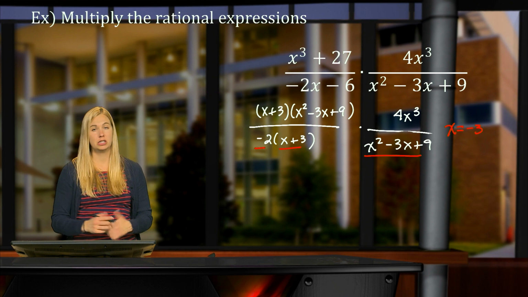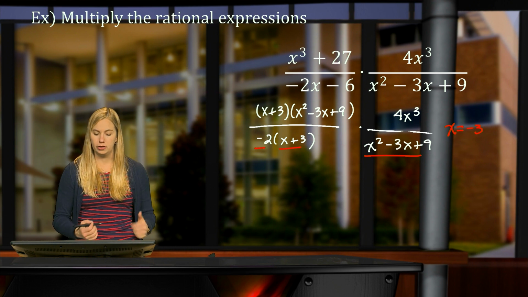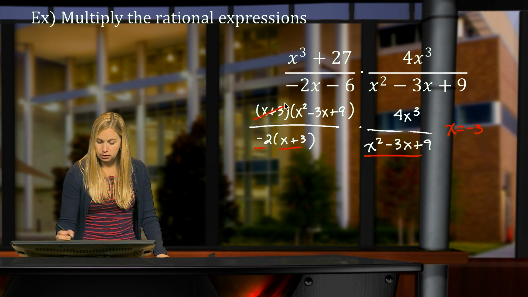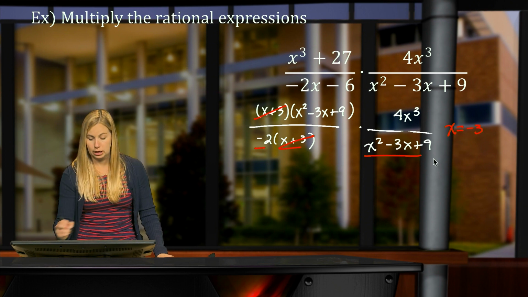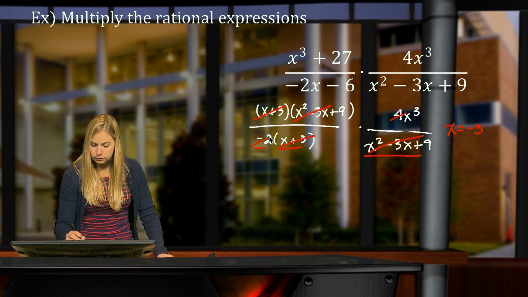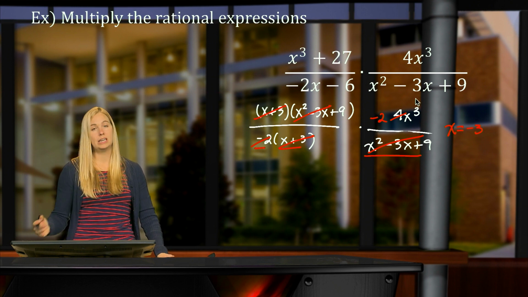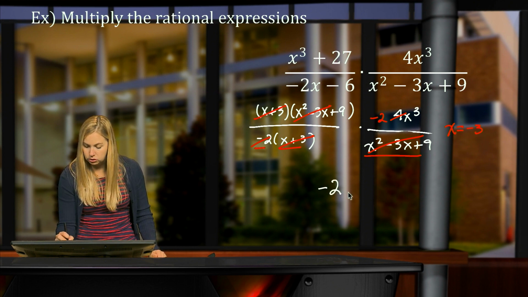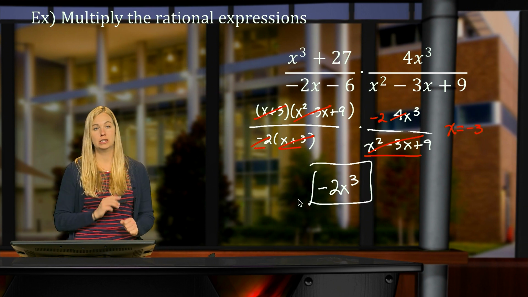So we have all of our restrictions. We only had one in this case. Now we go through and start simplifying like factors in the numerator and the denominator. Moving across from left to right in my numerator, x plus 3 and this x plus 3 cancel out. x squared minus 3x plus 9 and this x squared minus 3x plus 9 cancel each other out. 4 and negative 2. What's 4 divided by negative 2? That's negative 2. And all I'm left with is an x cubed, which has no factor of x in the denominator to simplify. Multiplying across, I have negative 2x cubed, and there's nothing left in the denominator. So this is my expression simplified.